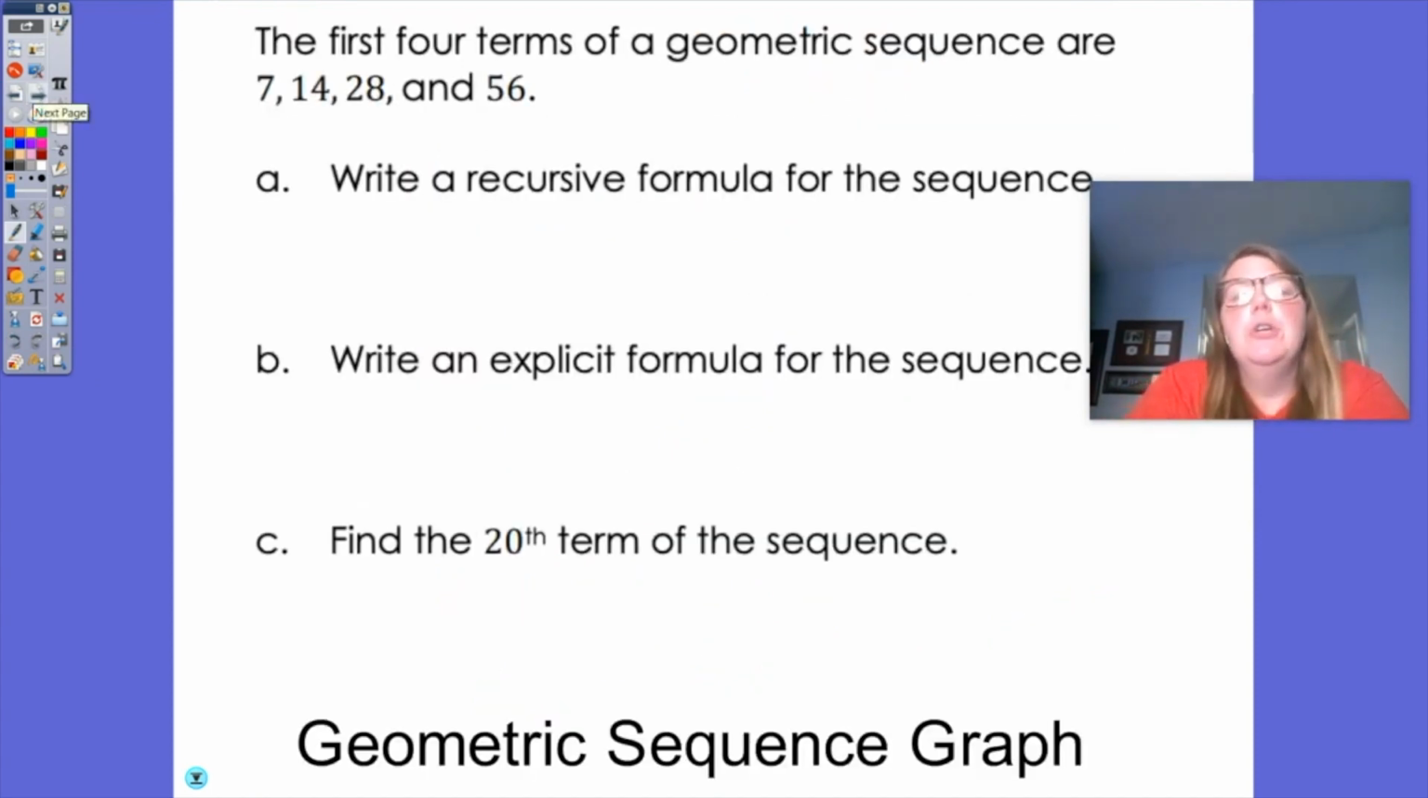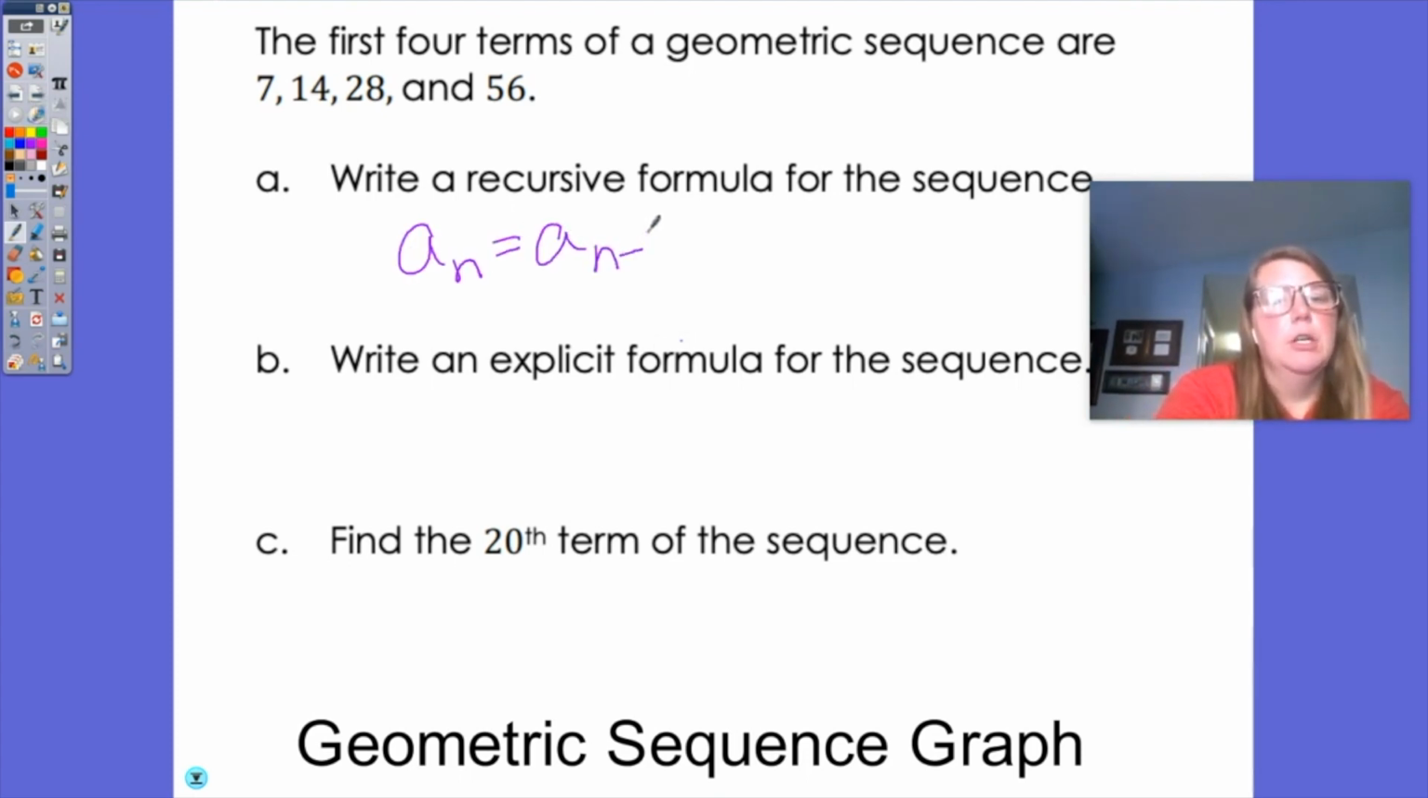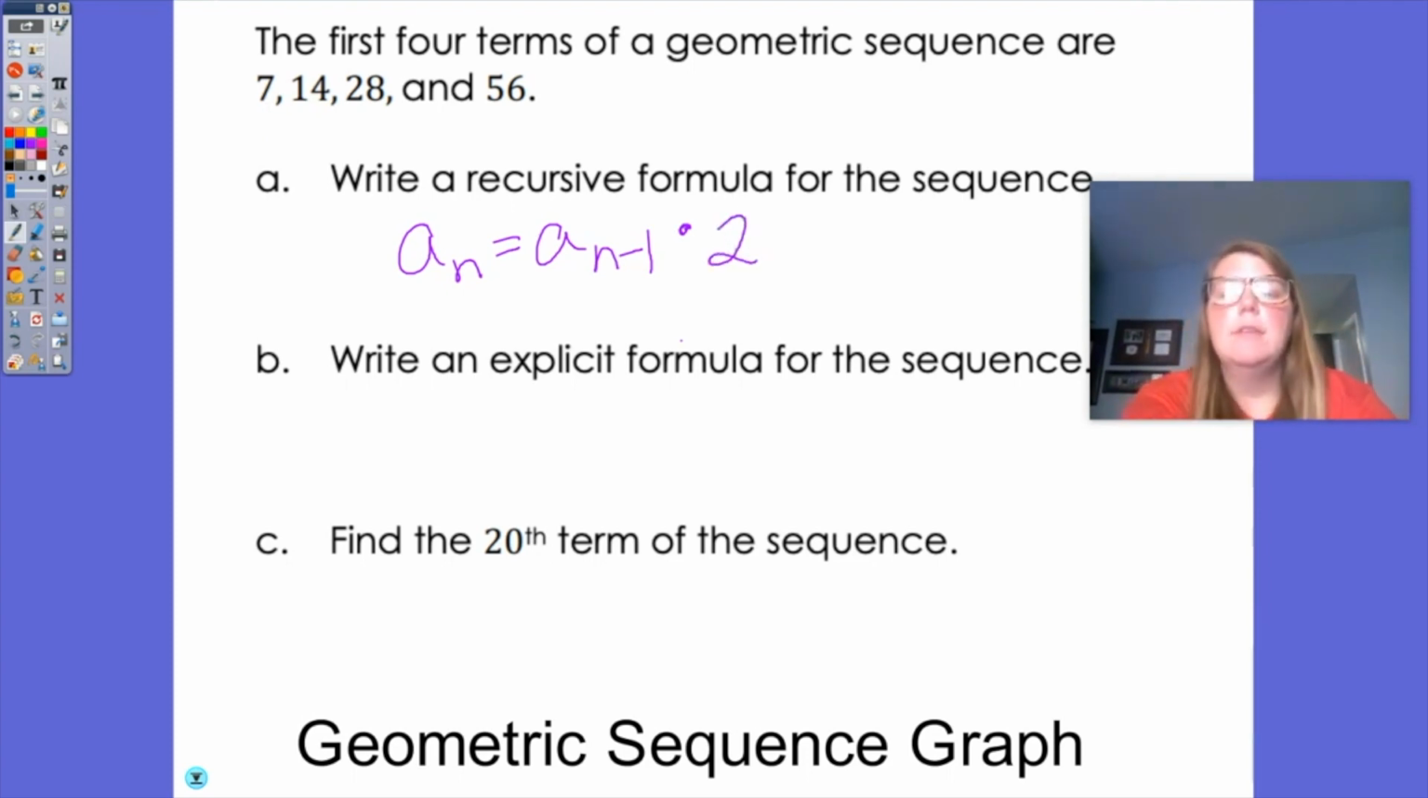Okay, so the first 4 terms of a geometric sequence are 7, 14, 28, 56. So what is happening each time? If we write our recursive formula, we're going to take the previous term, and what are we multiplying by? Well, to get from 7 to 14 would be times 2, and then to 28 would be times 2, and then 56 would be times 2. So we always take that previous term and multiply it by 2.